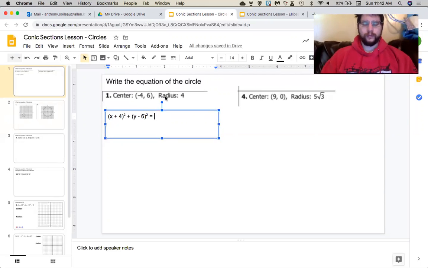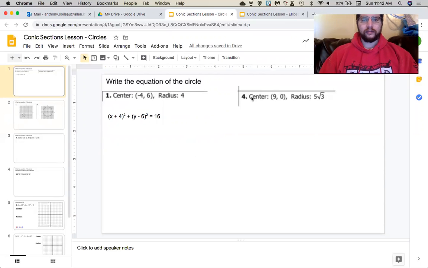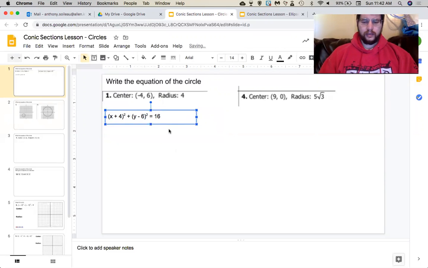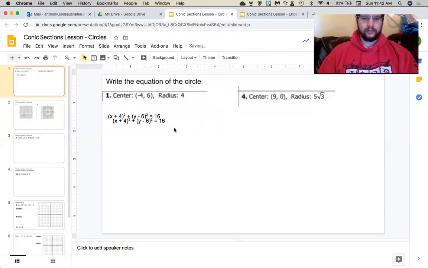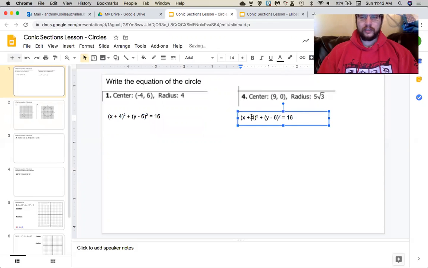So r is 4, so 4 squared is 16. We're not going to write 4 squared. We're actually going to do the arithmetic and write it as 16. Now, that's it. Same thing for this one. And since we have this on a computer, it might be nice if you just copy and paste, drag it on over. And you can just change this 4 to a negative 9, because it's x minus 9. That's a 0, so I can just write y squared.